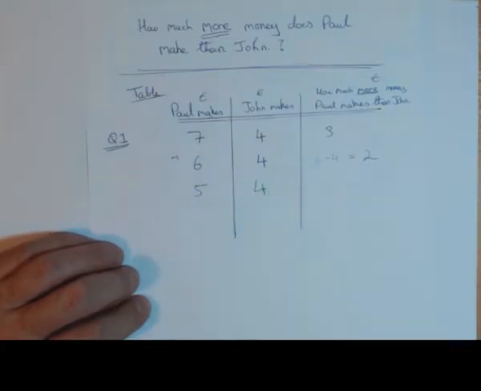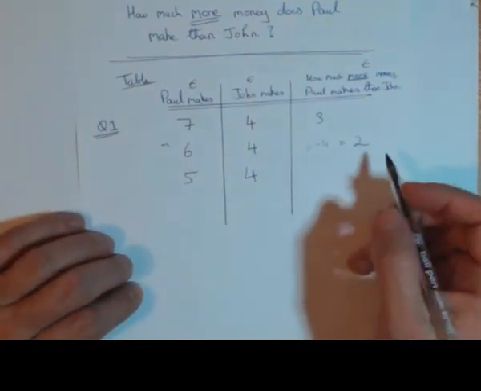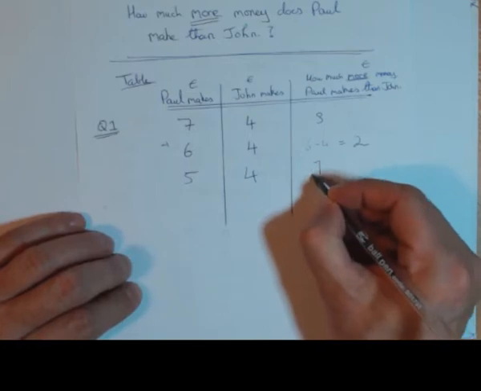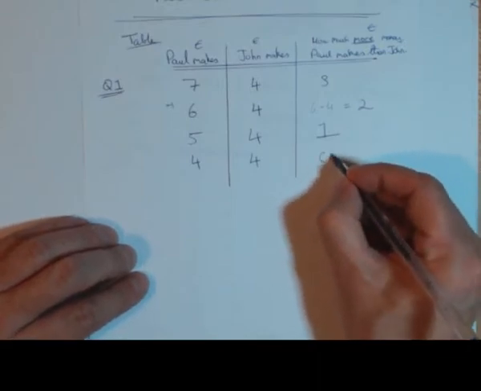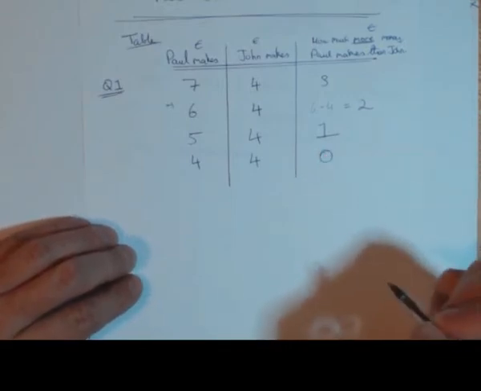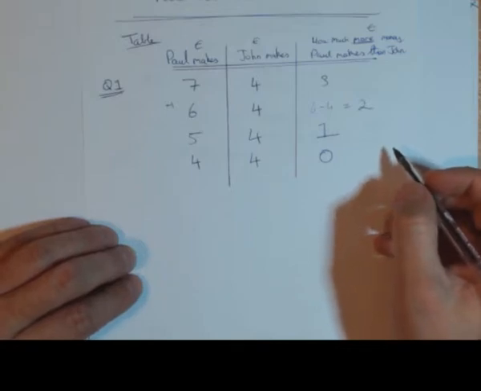Next question. If Paul makes €5 and John makes €4, we can see that Paul makes €1 more than John. If Paul makes €4, the same amount as John makes, we say that he makes no more money than John. And we use 0. We say he makes 0 more money than John.